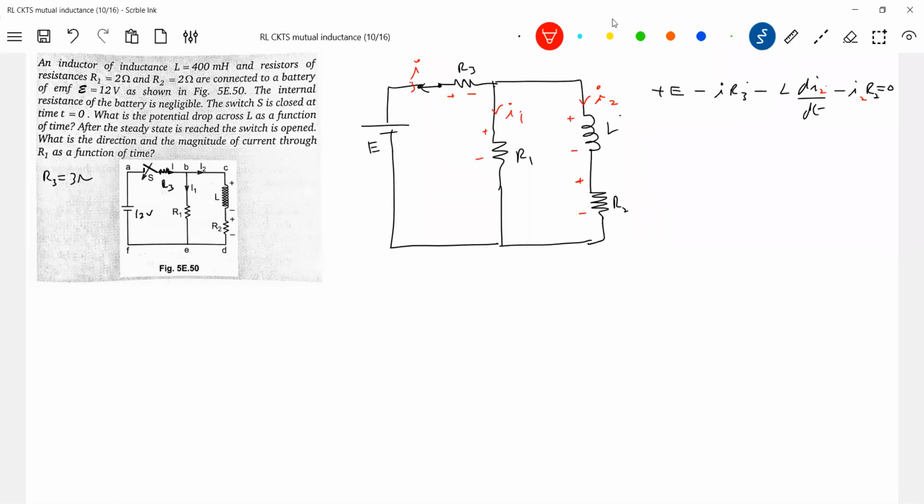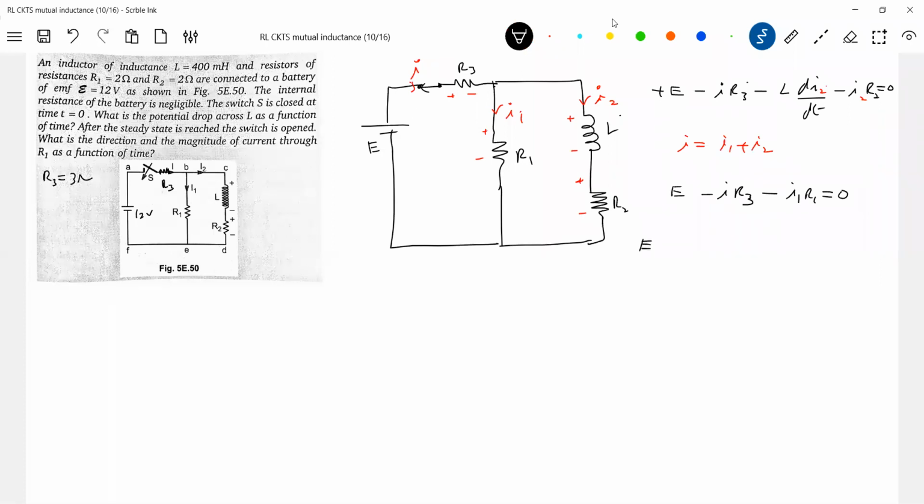So I'll write one more loop equation here. I and I2 are there, no. So I'll write the loop equation now. Plus E, I is equal to I1 plus I2, so this equation will be E minus I R3 minus I1 R1 equal to 0. I'll solve for I1 in terms of I minus I2. Then I'll get an expression for I in terms of I2, that I'm going to substitute here.